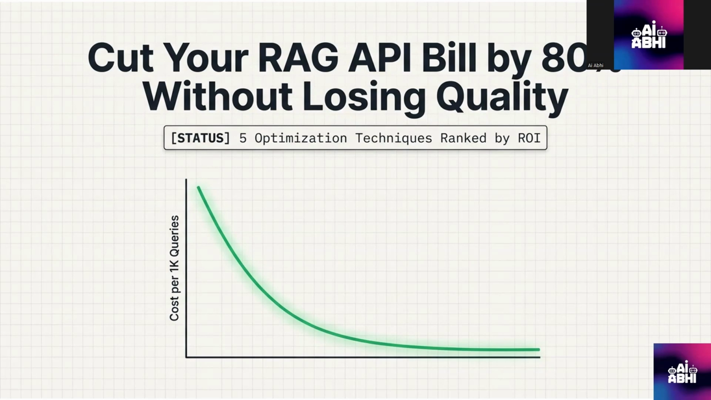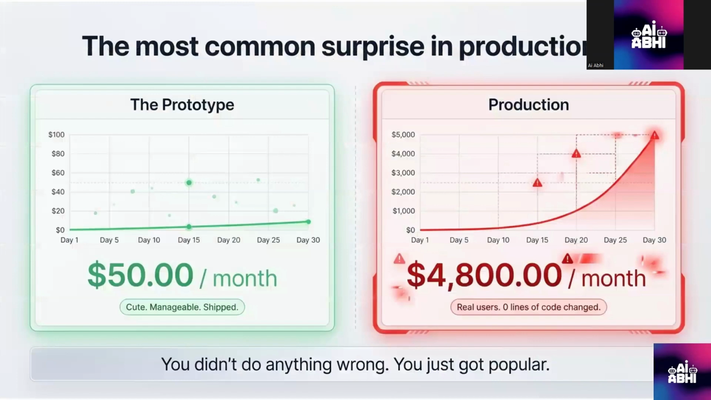So imagine this: your RAG prototype costs $50 a month. Cute, manageable, you shipped it. 3 months later, you have real users and your bill is $5,000 a month. You haven't changed a single line of code, you just got popular. This is the most common surprise in production AI right now.